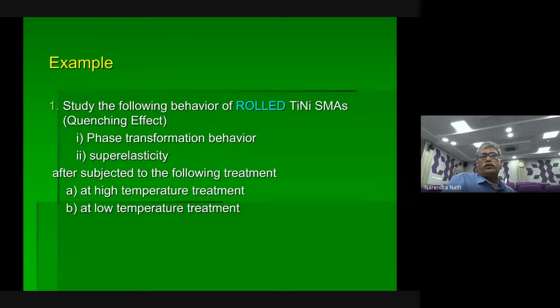Now take an example. Study the following behavior of rolled titanium nickel shape memory alloy. This is the quenching effect. We talked about phase transformation behavior and superelasticity. For that, we subjected it to the following treatment: one at high temperature, another at low temperature. As I said, this is to take care of precipitates.